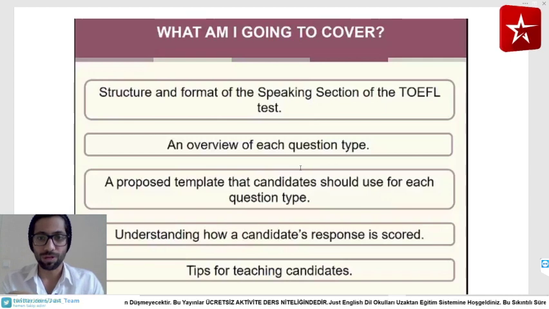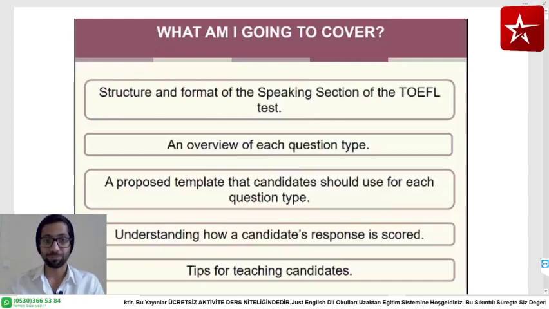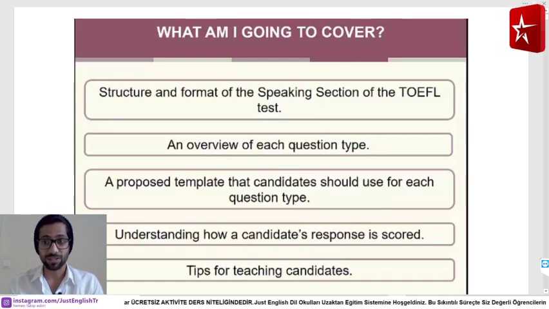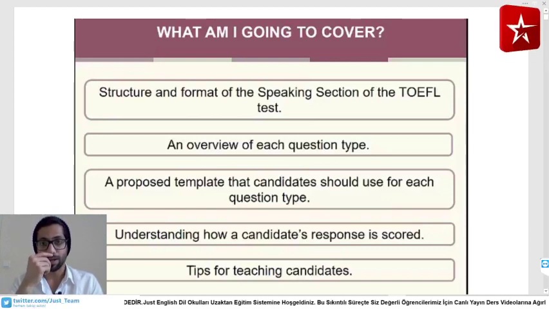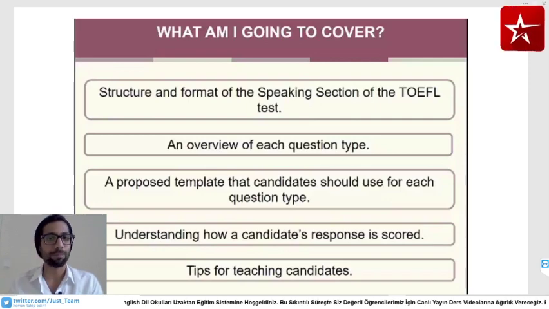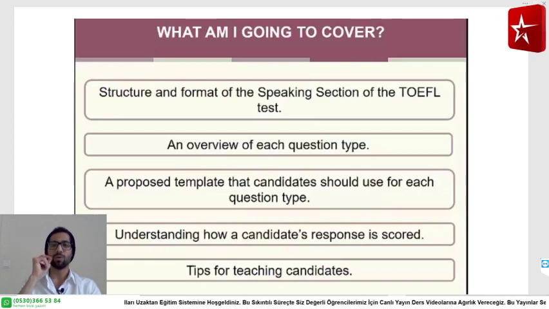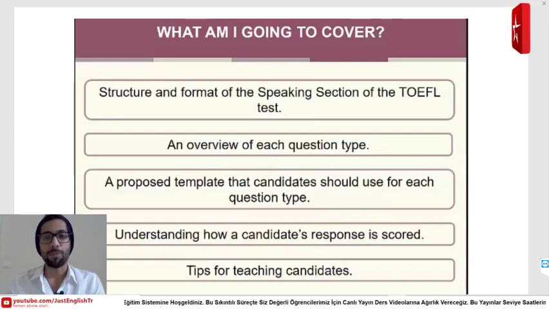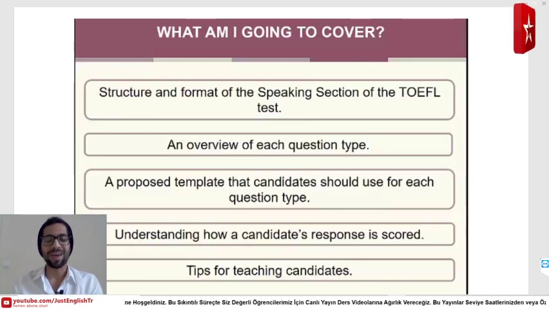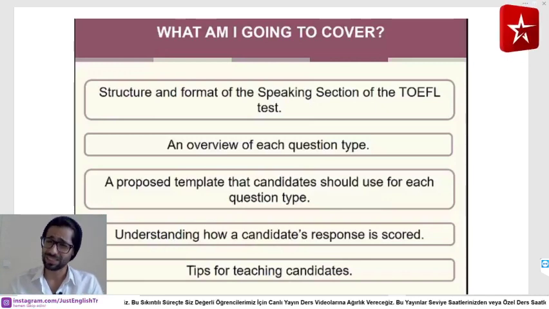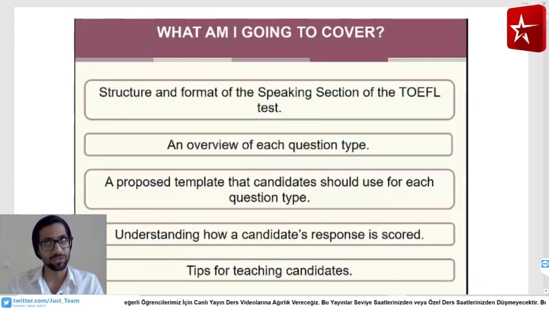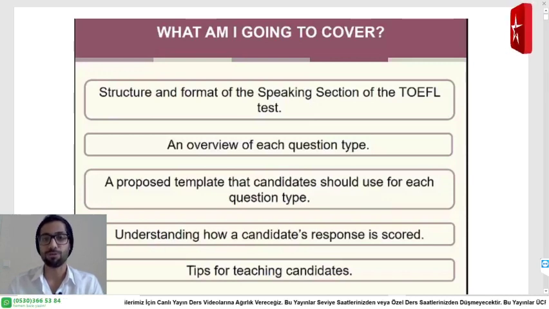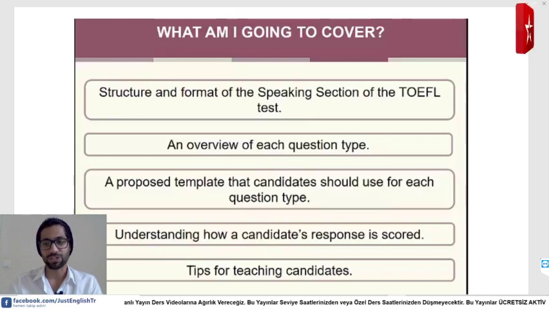This is what we will cover, and this is also an introduction. The structure and the format of the speaking section of the TOEFL test. We will talk about the six structures of questions in TOEFL. An overview of that is the first two questions will be independent. The first question will be general or personal information, and the second one will be paired choices. Paired choices can be a bit tricky, but you will have a preparation time of 15 seconds for both the first and the second question.